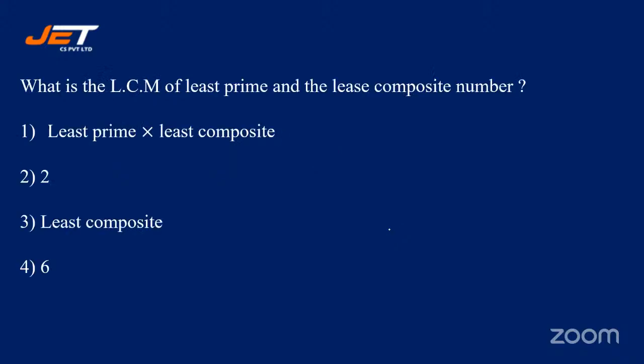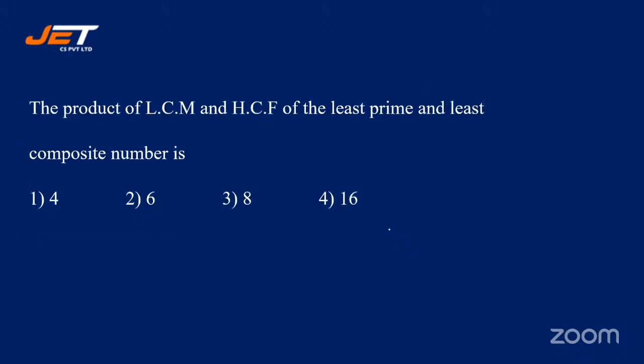See the next question. What is the LCM of the least prime and the least composite number? 4 options: least prime into least composite. Option 2 is 2. Third one, least composite, or the fourth one is 6. Okay. So what is the LCM of the least prime and the least composite? So it should be the least composite. Option 3. All right. See the next question.